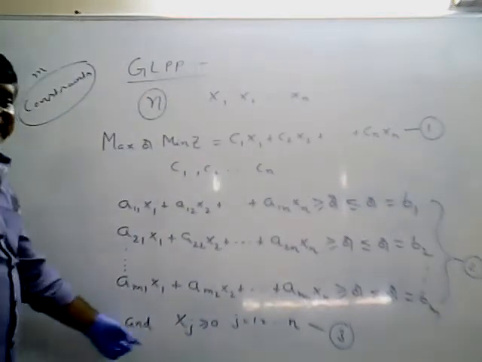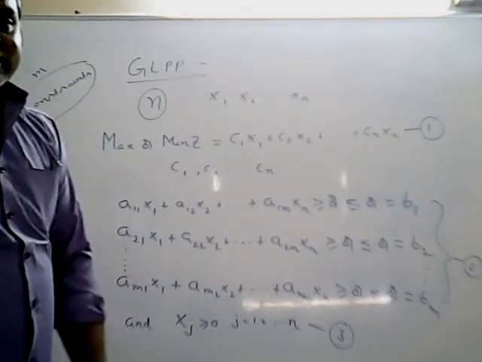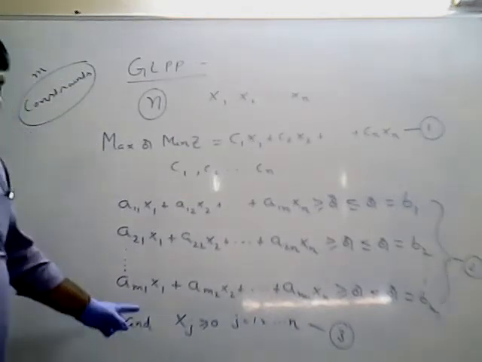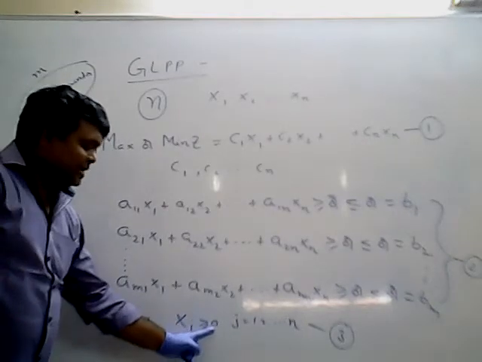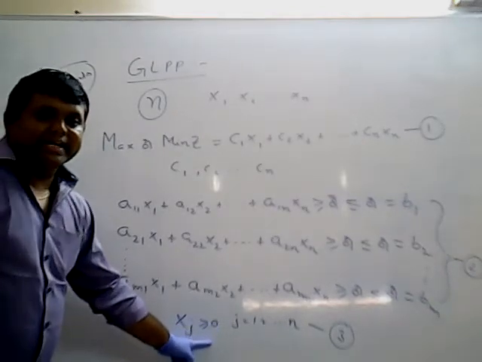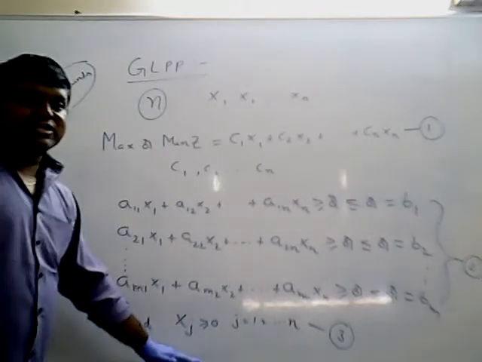Last one, equation 3. Equation 3 is called non-negative restrictions on the decision variables. If you observe here, x is greater than or equal to 0, so it cannot be negative; it is zero or positive. So equation 3 is called non-negative restrictions.